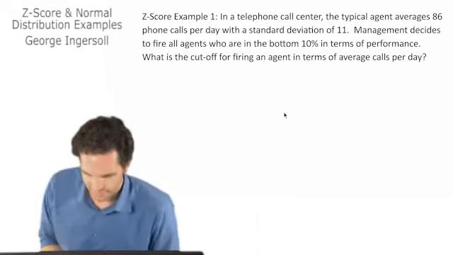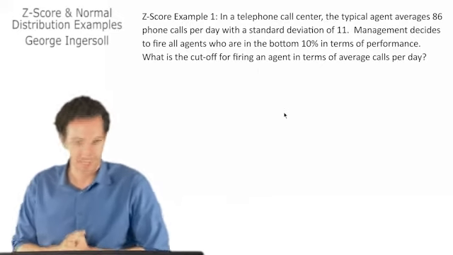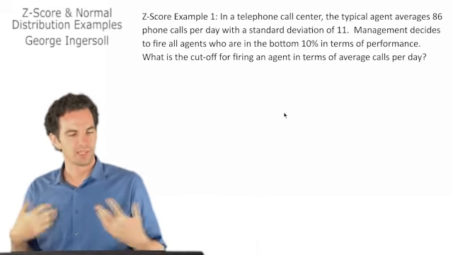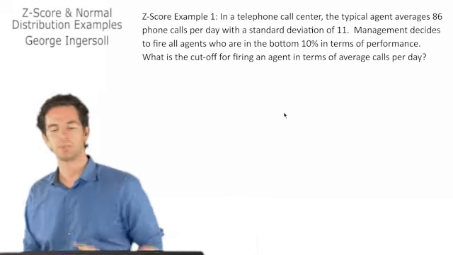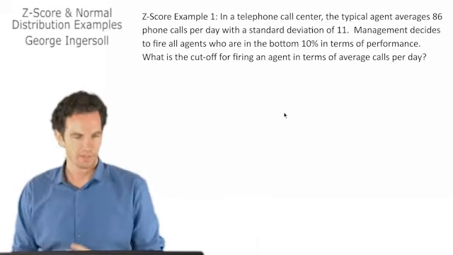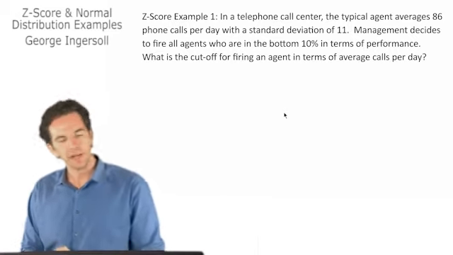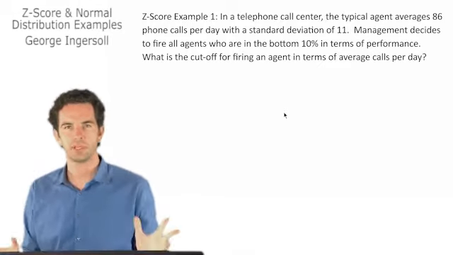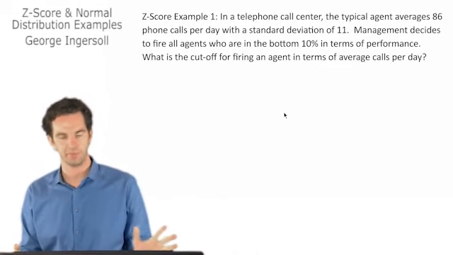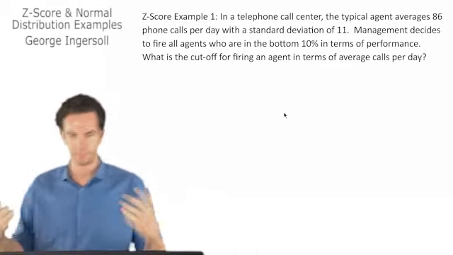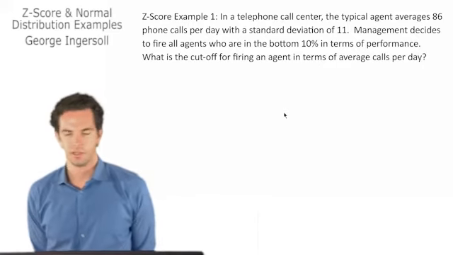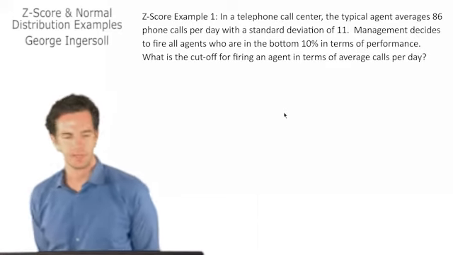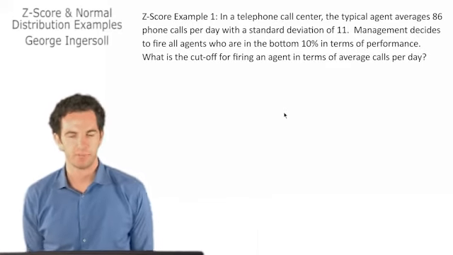And management in this company has decided to fire all agents. This is the Jack Welch principle. It decides to fire all agents who are in the bottom 10% in terms of performance. It's a harsh world. What is the cutoff for firing an agent in terms of the average calls per day? So we're assuming in this scenario that the only metric that management is using to evaluate performance is calls. That's it. And so the management has decided to fire everyone who's in the bottom 10%.